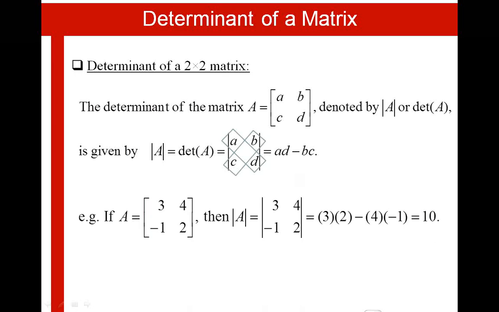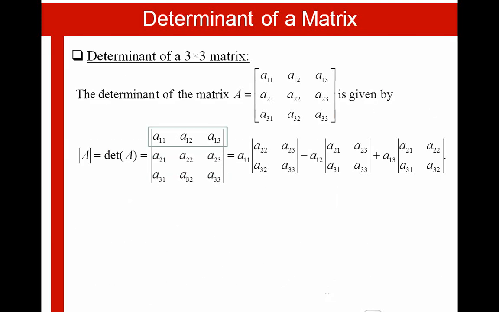Example: if A is equal to the 2 by 2 matrix 3, 4, minus 1, 2, then the determinant of A is equal to 3 times 2 minus 4 times minus 1, which is equal to 6 plus 4, which is equal to 10.